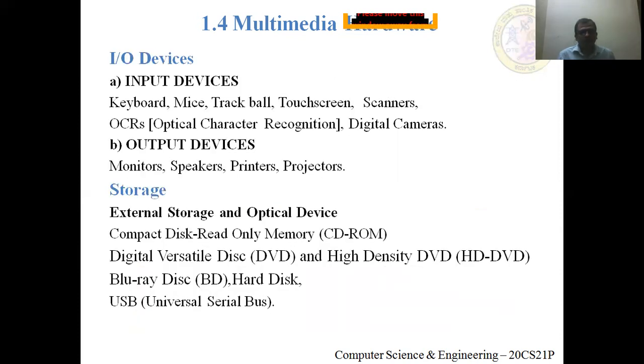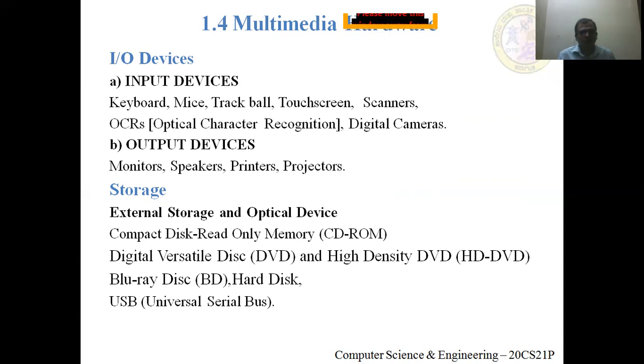So the different multimedia hardware device components are the input devices, the output devices, and also the storage devices. What does it mean by input devices? Input devices are the devices via which the data can be transferred into the computers. The examples for the input devices are the keyboard, the mouse, the trackball, the touch screen, the scanners, the OCR, which is nothing but optical character recognition, and the digital cameras. So input devices transfer the data from the component to the system.